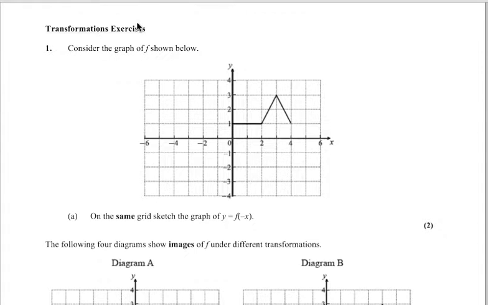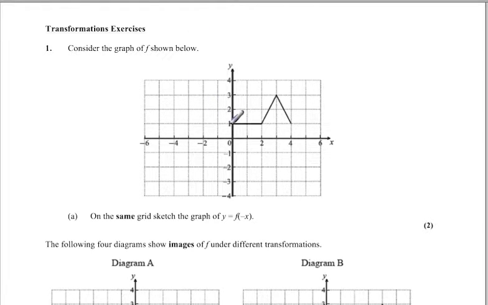This is the transformation exercise package, which I'm about to solve, so I'll just start with number 1 right here. Okay, so number 1, consider the graph of f shown below. On the same grid, sketch the graph of f of negative x. So f of negative x is, as you know, a reflection across the y-axis.